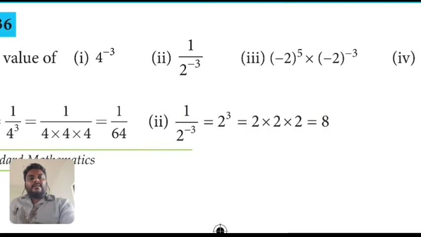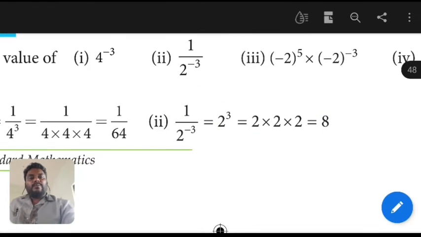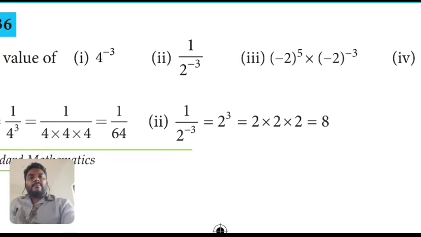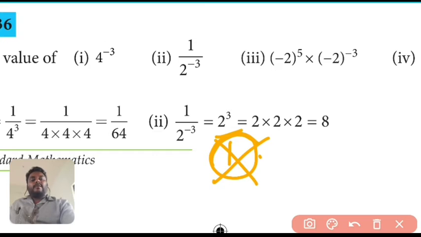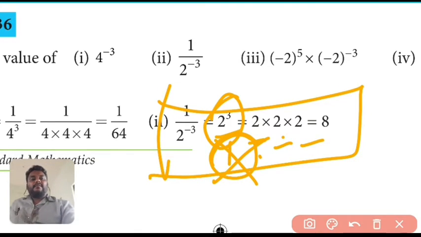I repeat, the given question is 1 by 2 power minus 3. The power is negative, so we want to change it to positive. That's why I take the reciprocal. It becomes 2 power 3 by 1. We do not consider the 1 because we do not write 1 in the denominator. So 2 power 3 means 2 into 2 into 2. 2 2s are 4, 4 2s are 8. This is the answer for the second one.